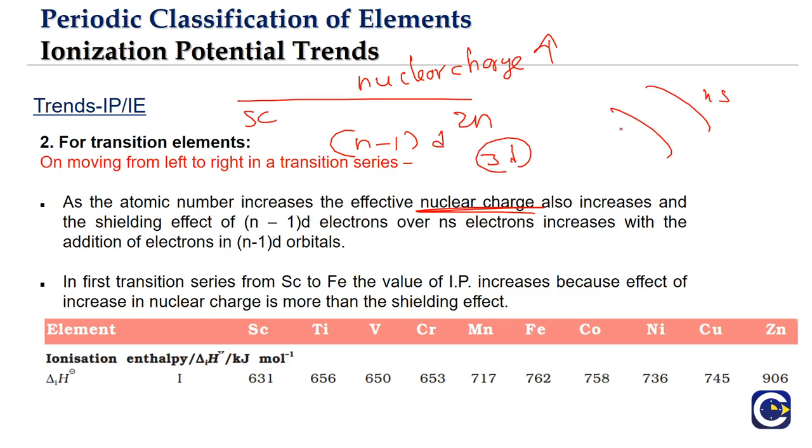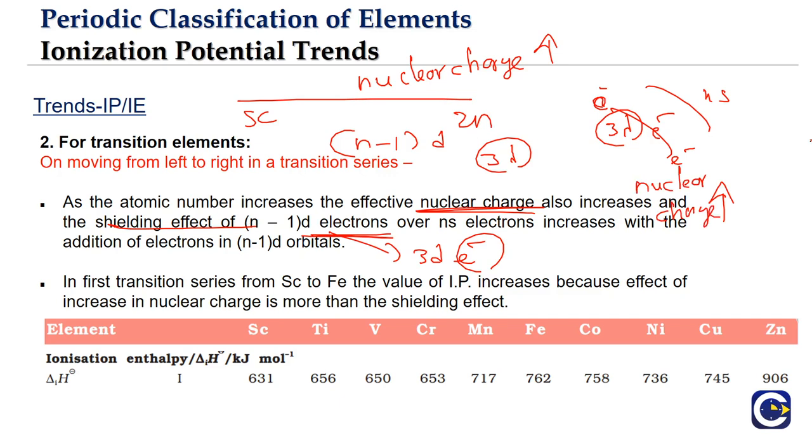The outermost orbit is 4th. We are adding electrons to 3d. What will these electrons do? They will cause the shielding effect. So there will be the shielding effect of the n-1 d electrons. Particularly when we talk about the 3d series, we'll talk about the shielding effect of the 3d electrons. Okay. Now these are two countering effects: nuclear charge and the shielding effect. Now if the nuclear charge is dominating, what happens? We have seen radius will be decreasing.